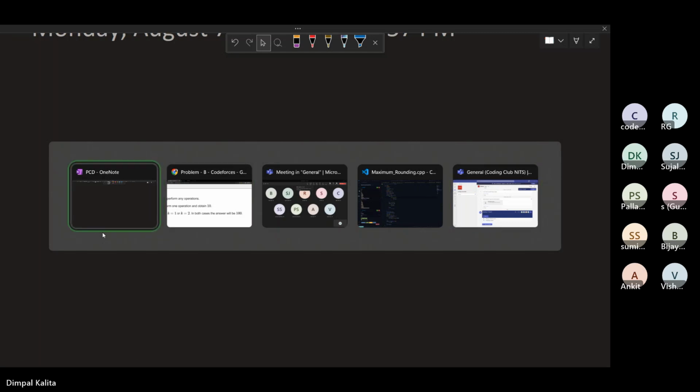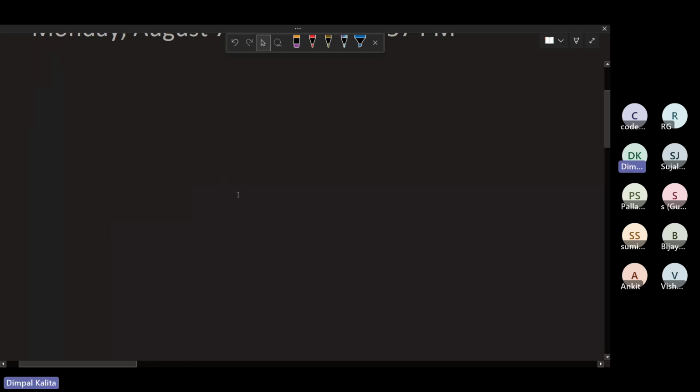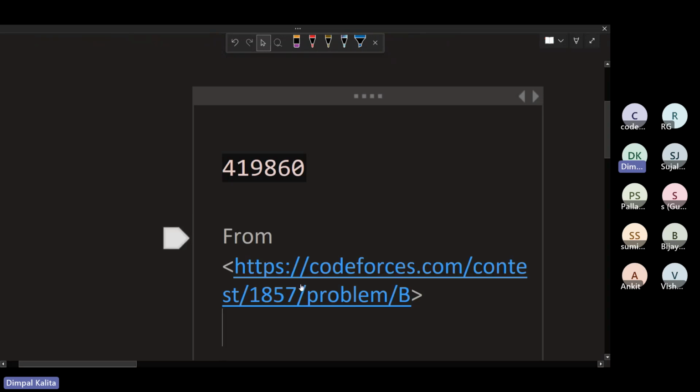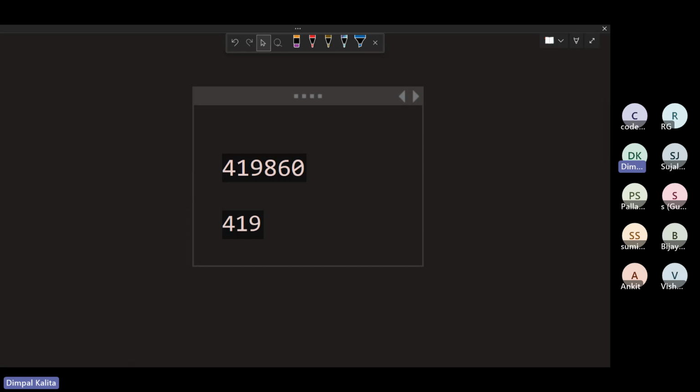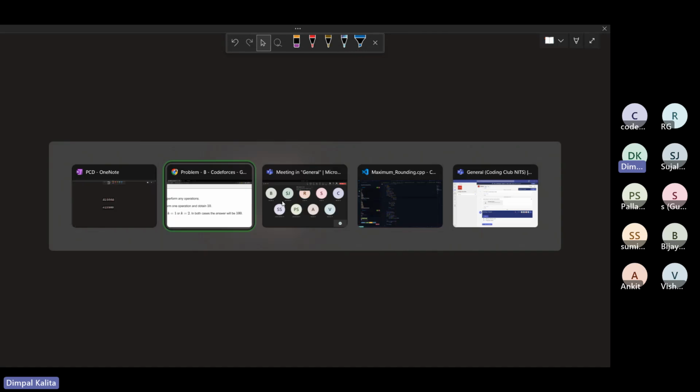If I round up till the second digit from the right, because rounding up happens from the right only, it will be like 419,419,900.